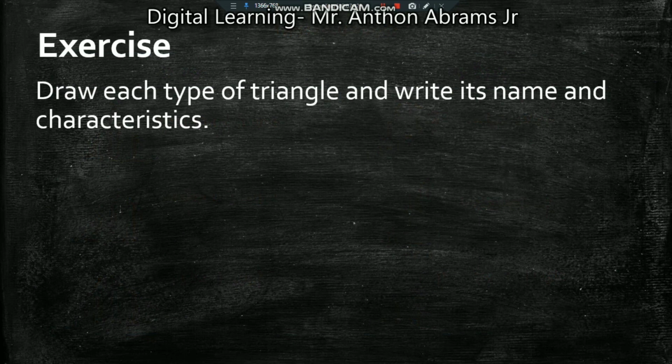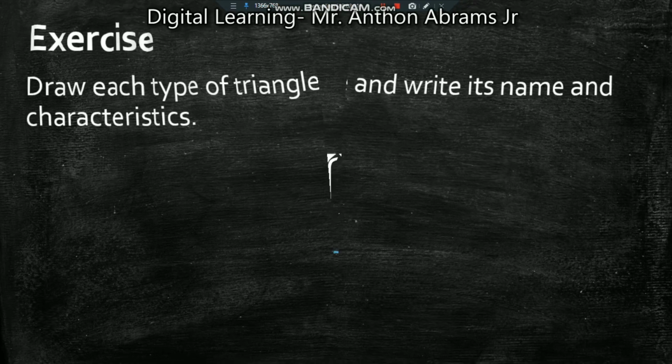So the exercise is to draw each type of triangle and write its name and characteristics. You're going to draw the triangle and write its name, whether it's a right angle triangle or an obtuse angle triangle, and you write the characteristics for it. When we talk about the characteristics, let's say we're looking at the obtuse angle triangle. The characteristic of the obtuse angle triangle is that it has one angle, and that angle is more than 90 degrees. That's how we consider it an obtuse angle triangle. So you're going to do all the characteristics for the different types of triangle for me.